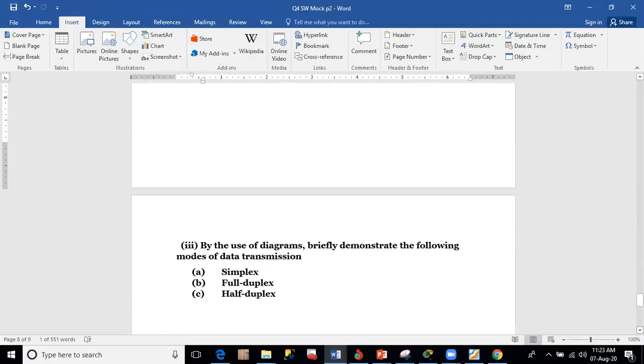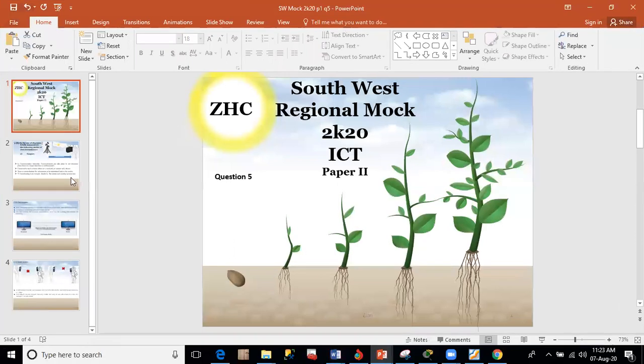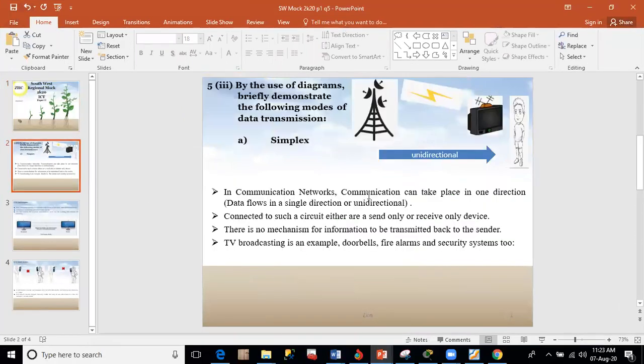By the use of diagrams, briefly demonstrate the following modes of data transmission. We have to explain simplex, full duplex, and half duplex. Let me just take it to my PowerPoint and handle this. Let's start with the simplex.